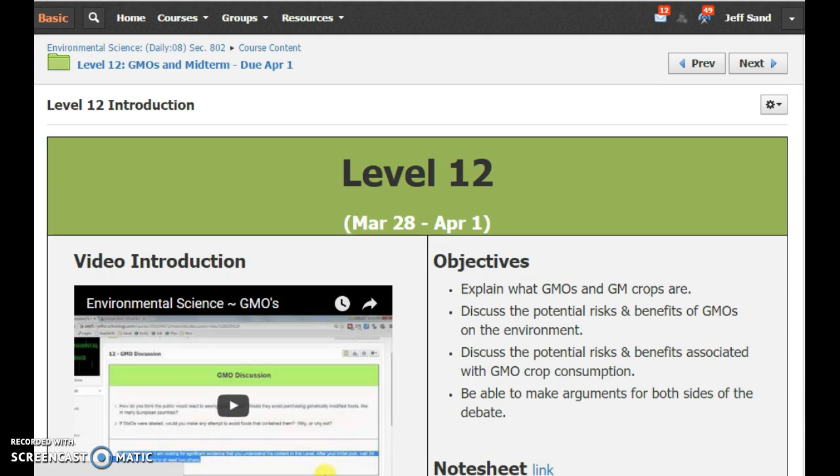We are in level 12 now in environmental science, and the objectives for this week are to explain what GMOs and GM crops are, discuss the potential risks and benefits of GMOs on the environment, discuss the potential risks and benefits associated with GMO crop production, and be able to make arguments for both sides of the debate. And there are two sides to this debate, and we'll explore both.